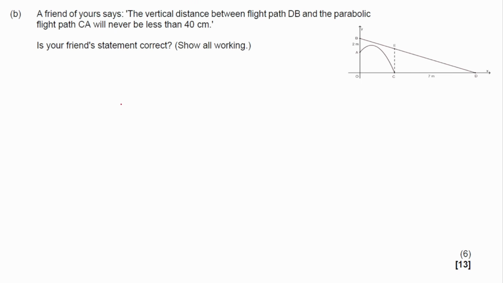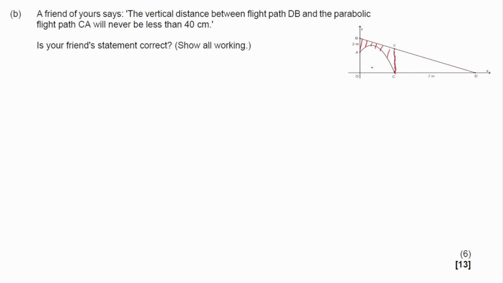Now, a friend of ours says the vertical distance between flight path DB, so the straight line path, and the parabolic flight path AC will never be less than 40 centimeters. Is your friend's statement correct? So he's saying this distance here will never be less than 40 centimeters, this vertical distance. Obviously, there's no vertical distance here because the one drone's flight path doesn't exist. So it's just up until here. So he says this flight path, the vertical distance, will never be less than 40 centimeters.